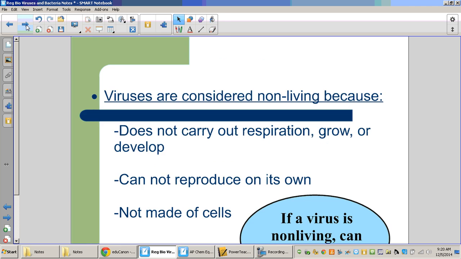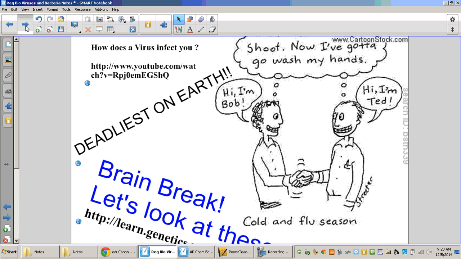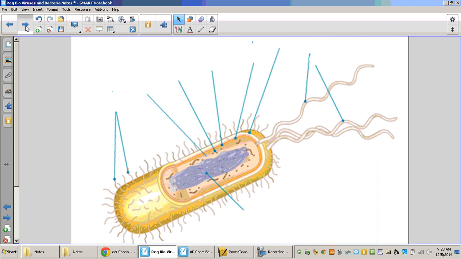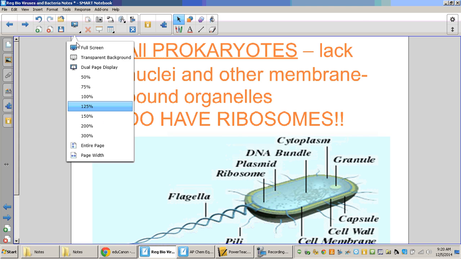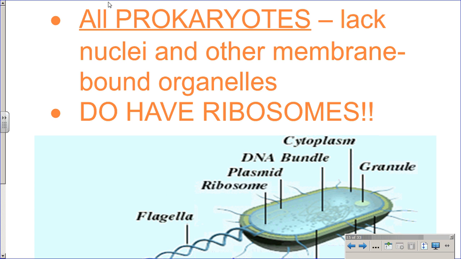Okay, let's write down some more. As we go through, you're going to write down a couple more, and I'll tell you important things from the notes, and then we'll jump on viruses. You already know they're prokaryotes, right?